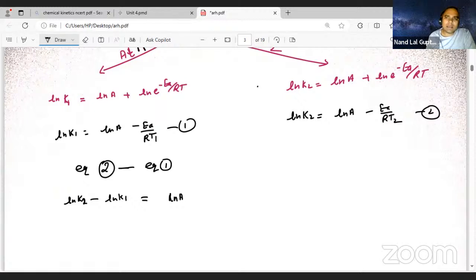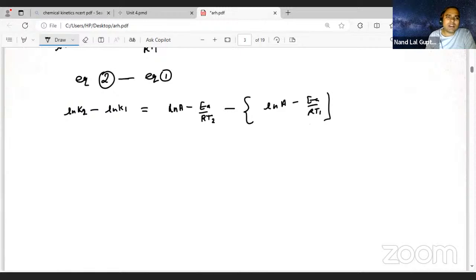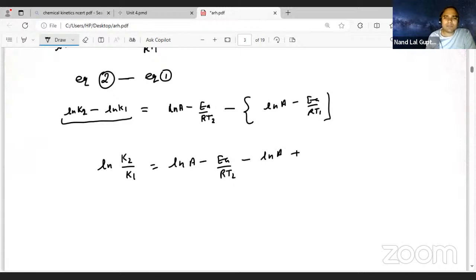Log A minus log B, so ln K2 by K1 is equal to ln A minus Ea upon RT2, minus ln A, plus Ea upon RT1.